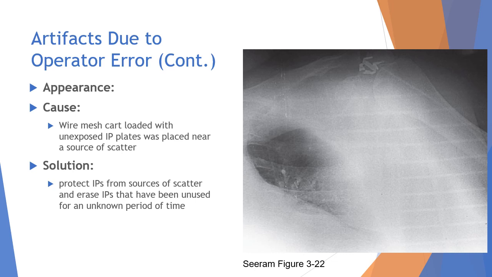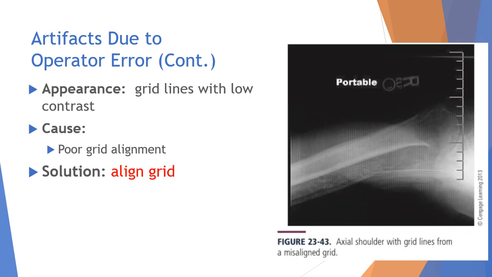The appearance is going to be a bunch of white lines, almost like a flag appearance. The cause is a white mesh cart loaded with unexposed imaging plates that was placed near a source of scatter, and the solution is to protect imaging plates from sources of scatter and erase anything that needs to be erased.